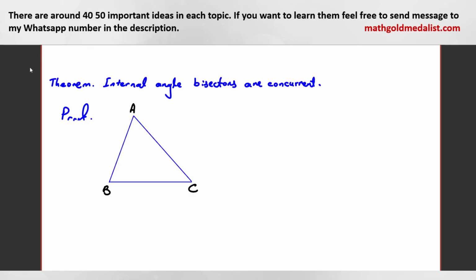So let's draw two angle bisectors, for example, from B and C. Suppose they are BD and CE, and suppose the intersection is I. Now if we draw three perpendiculars, let's consider this one IX, this one IY, this one IZ.